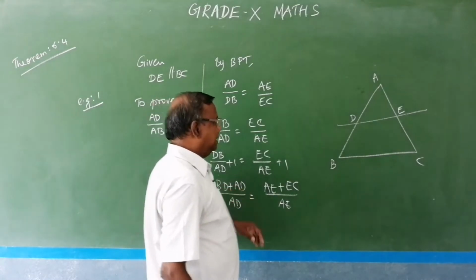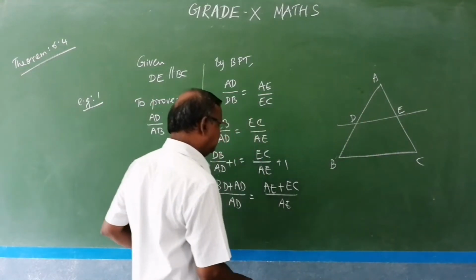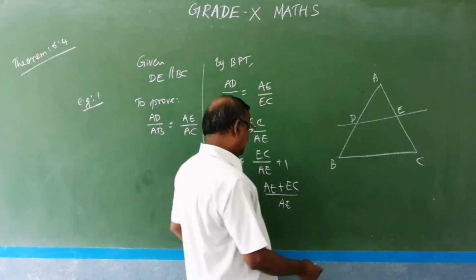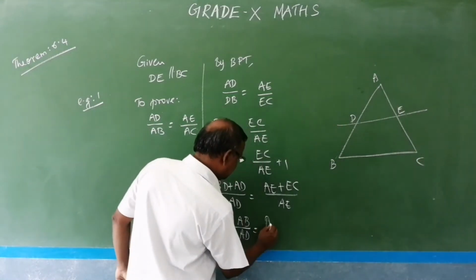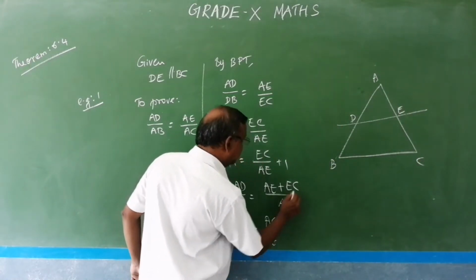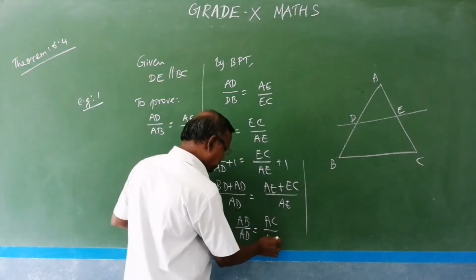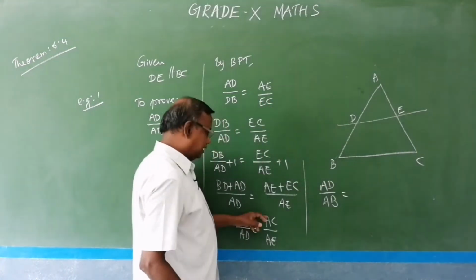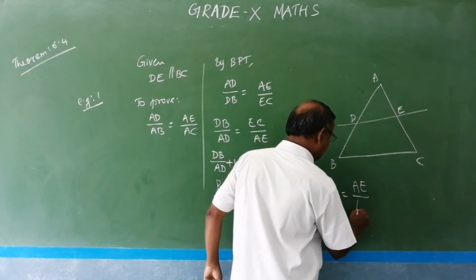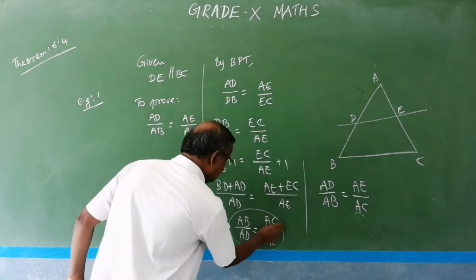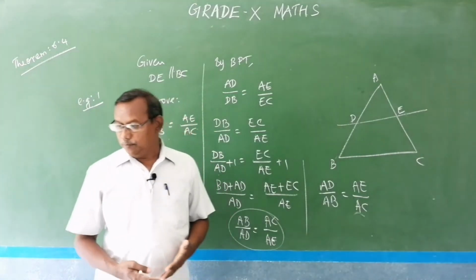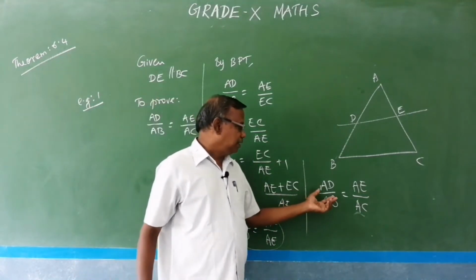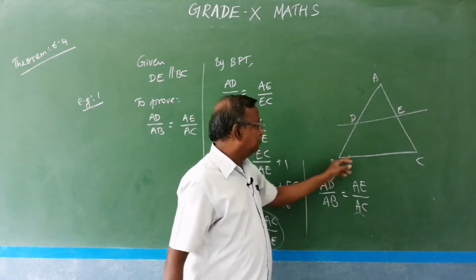Now BD plus AD means AB, so AB divided by AD is equal to AE plus EC, which means AC, AC divided by AE. So take the reciprocal again: AD by AB is equal to AE by AC. I taught you this here because in proving the criteria for similarity of triangles, sometimes we use this ratio, AD by AB equal to AE by AC.